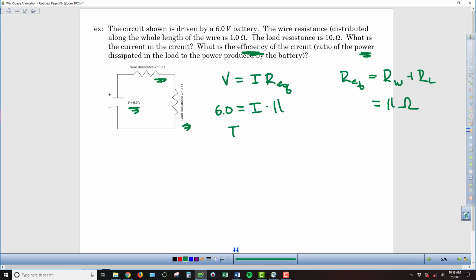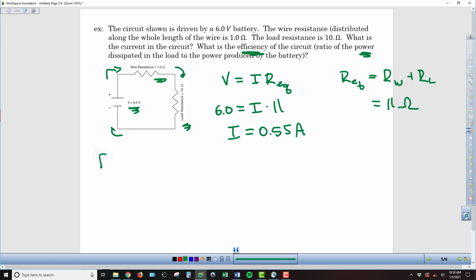So if we divide both sides by 11 and then round off to our two significant figures that we're carrying in this problem, we'll get 0.55 amps is the current. And so that's the same current that's flowing through the wire, through the load, and then back into the battery. And so now we want to calculate the power.